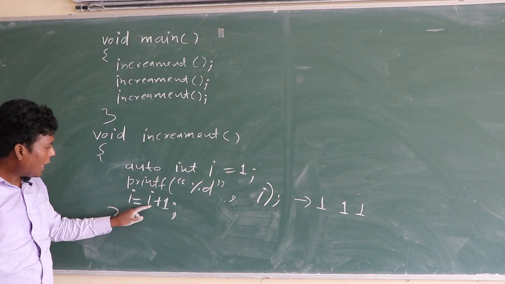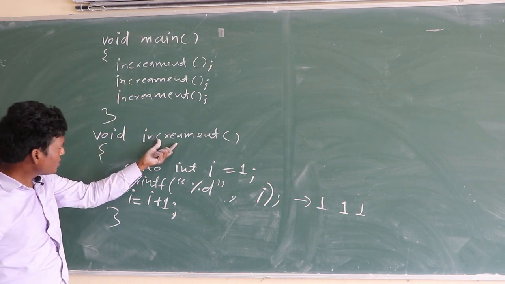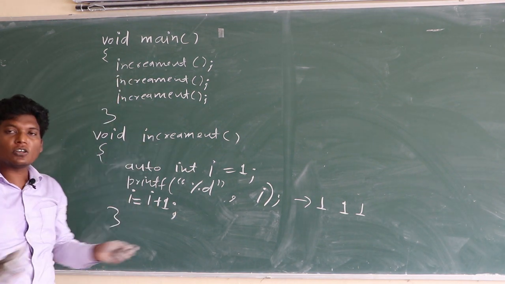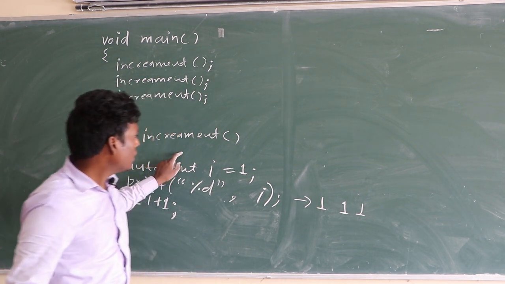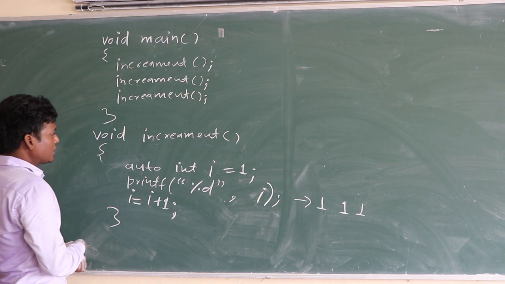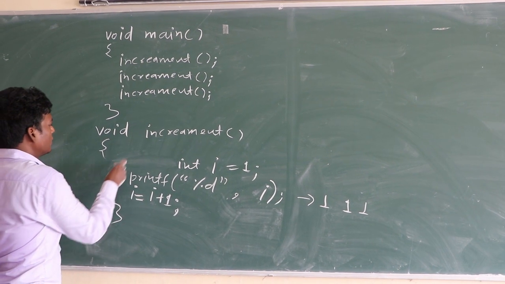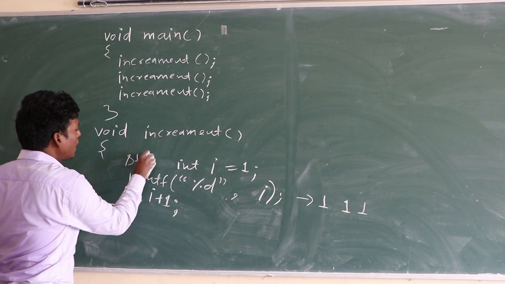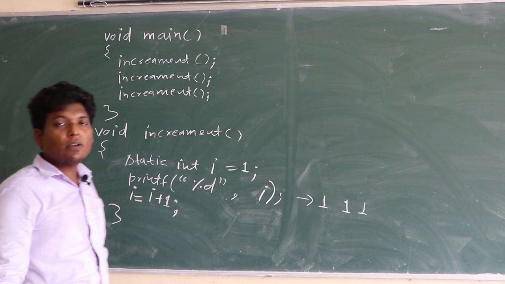Here i will be 2. When control returns here again, then 2 will be washed. But class, suppose this is not auto. Suppose this is static. Now what will be the output? Suppose this is the static storage class. Then what will be the output?